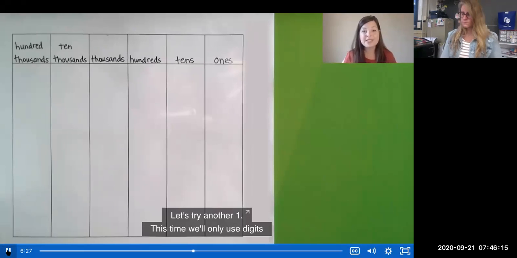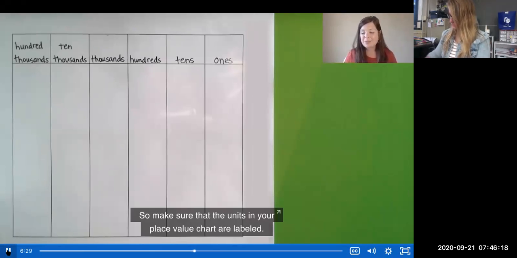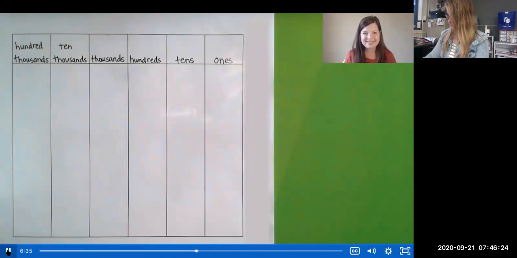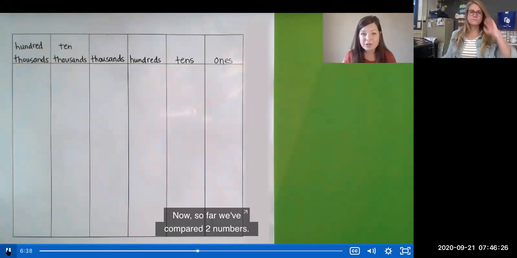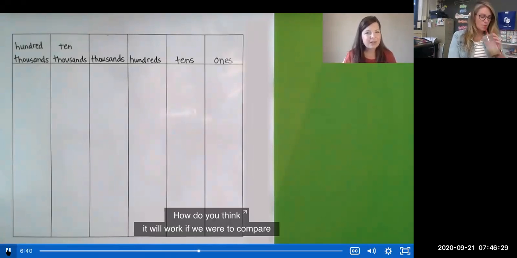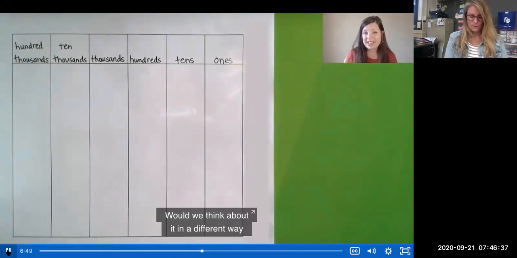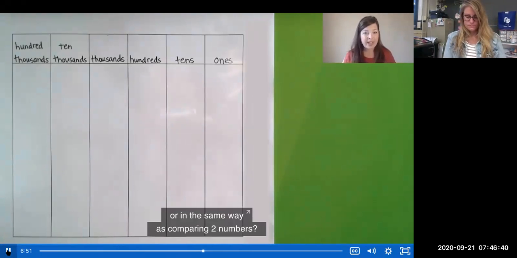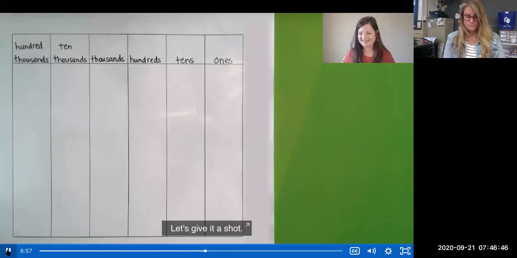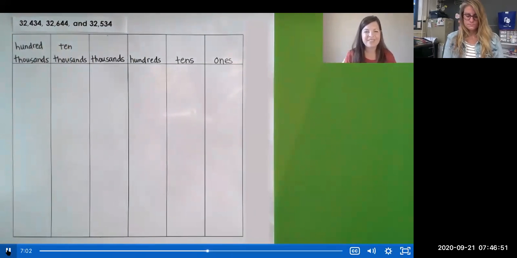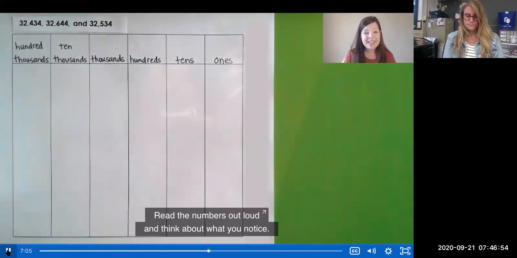This time, we'll only use digits to represent our numbers, so make sure that the units in your place value chart are labeled. Now, so far, we've compared two numbers. How do you think it will work if we were to compare and order three numbers at a time? Would we think about it in a different way or in the same way as comparing two numbers? Let's give it a shot. Look at these three numbers. Read the numbers out loud and think about what you notice.